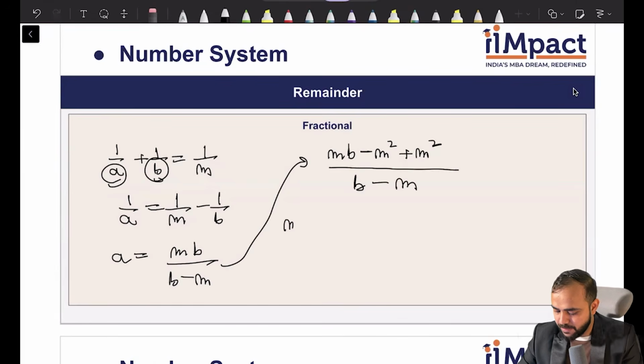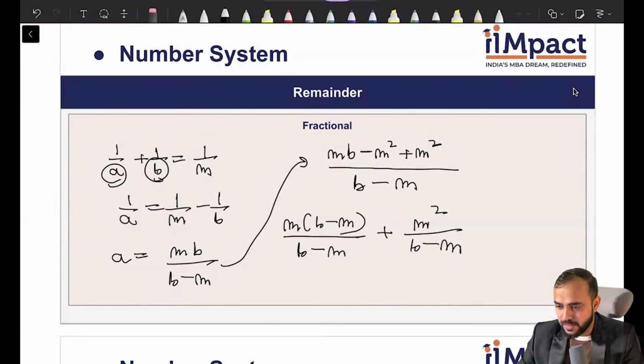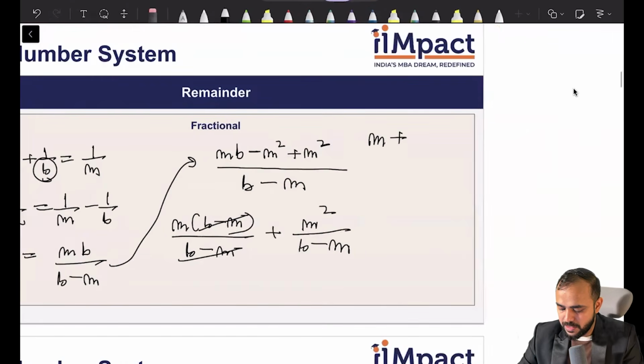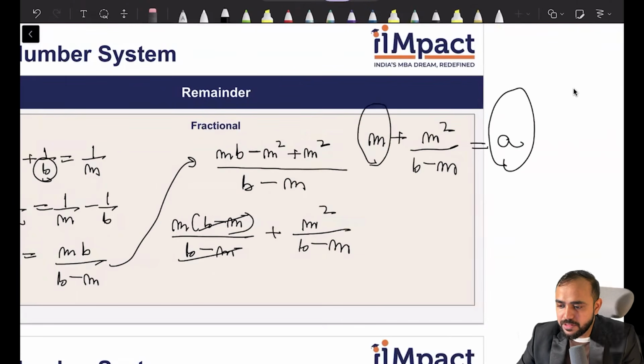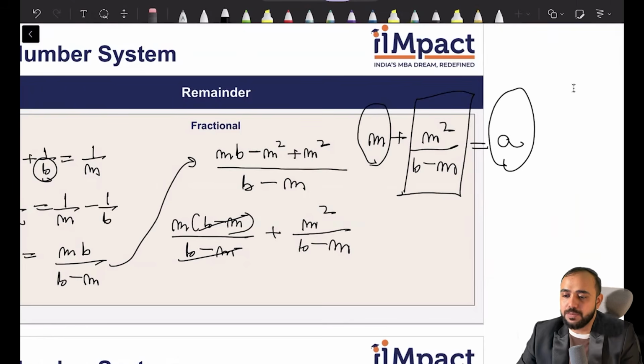This will give me M times B minus M divided by B minus M plus M square by B minus M. This B minus M and B minus M will cancel and I will be left with M plus M square by B minus M. This is the value of A. Now A is an integer and M is also an integer, which means what? That M square by B minus M also has to be an integer, which means B minus M should divide M square.